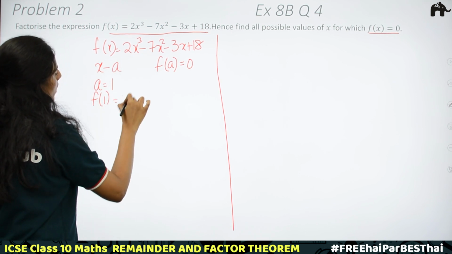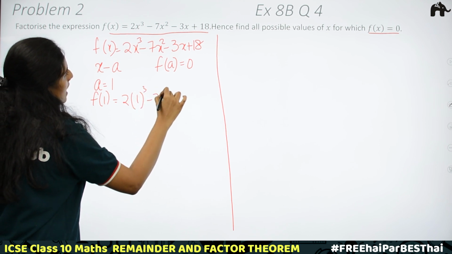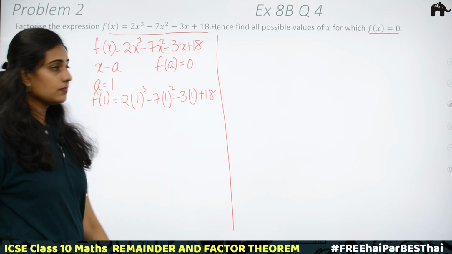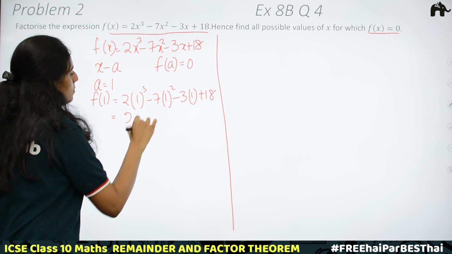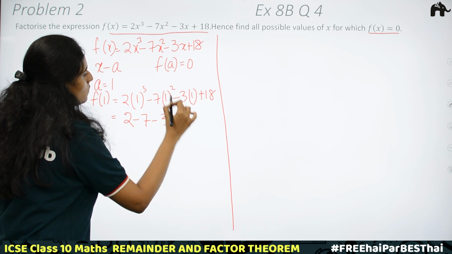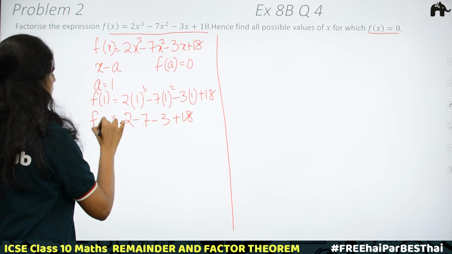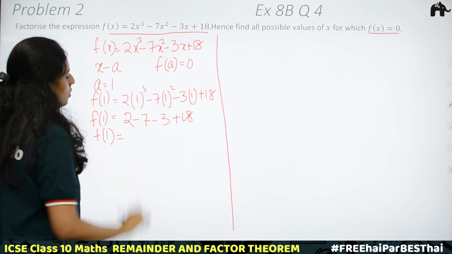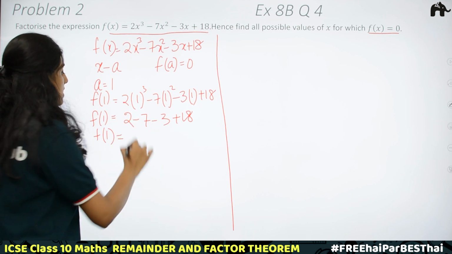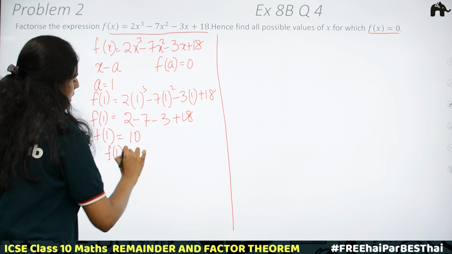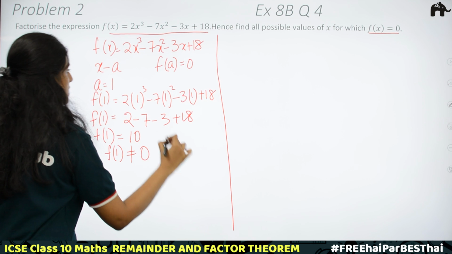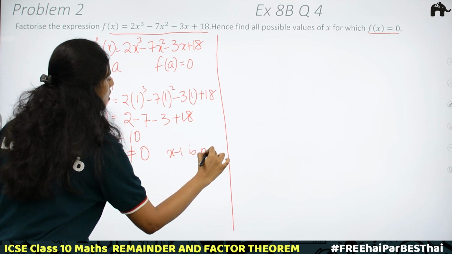F of 1 will be equal to 2 into 1 cube minus 7 into 1 square minus 3 into 1 plus 18. That is equal to 2 into 1 cube is 2 minus 7 into 1 square is minus 7 minus 3 into 1 minus 3 plus 18. So f of 1 is equal to 2 plus 18, 20, 20 minus 7 minus 3, that is plus 10. Okay, that is f of 1 not equal to 0. We are not getting f of 1 0, which means x minus 1 is not a factor.